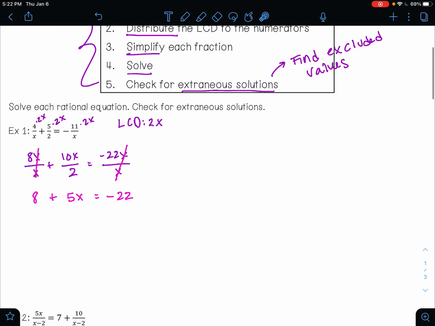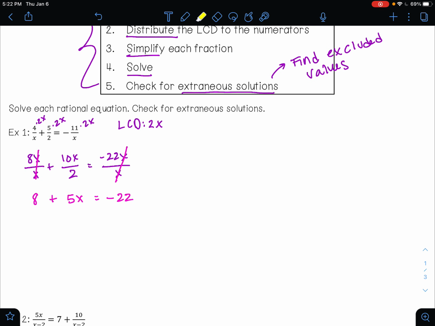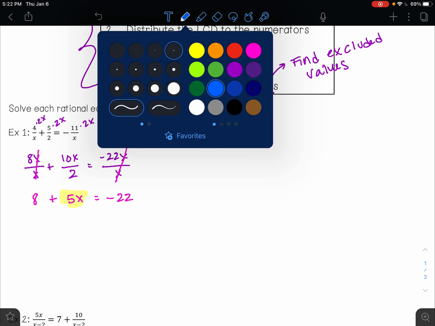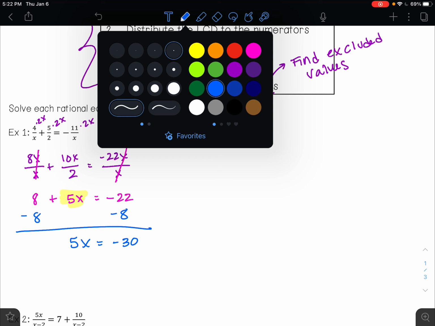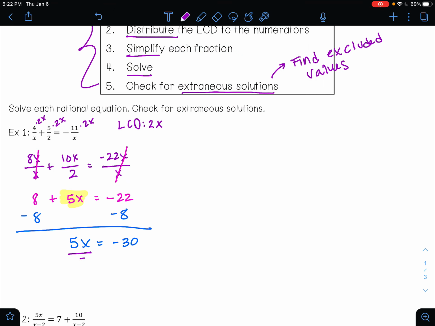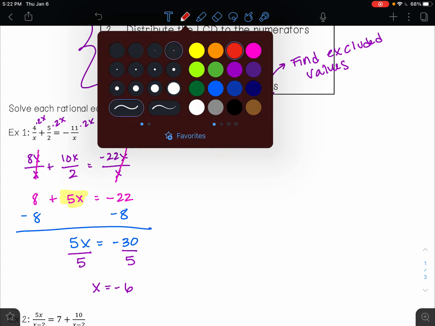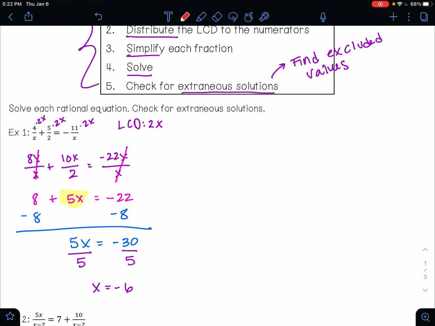So now I'm going to solve this linear equation just like how you learned to do in Algebra 1. You want to get x alone. So to undo addition, I am going to do subtraction. And I'm going to have 5x is equal to negative 30. Divide both sides by 5. And get x equals negative 6. From here, I need to check to see if negative 6 is actually a solution. So I need to check for extraneous solutions.